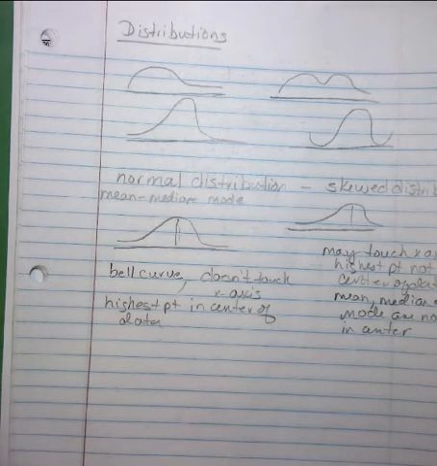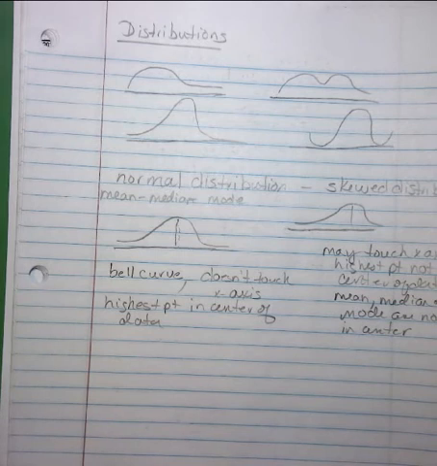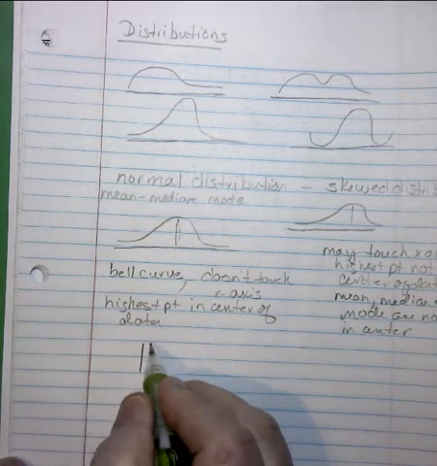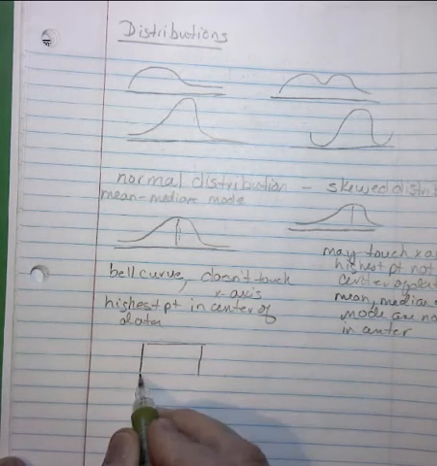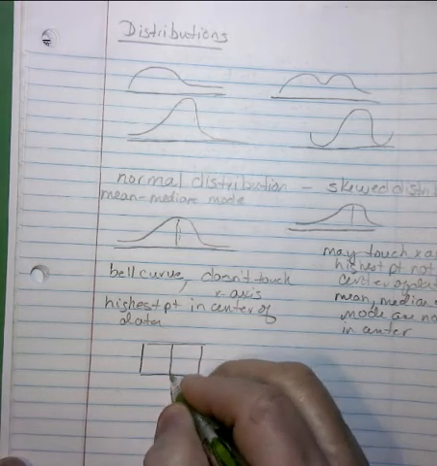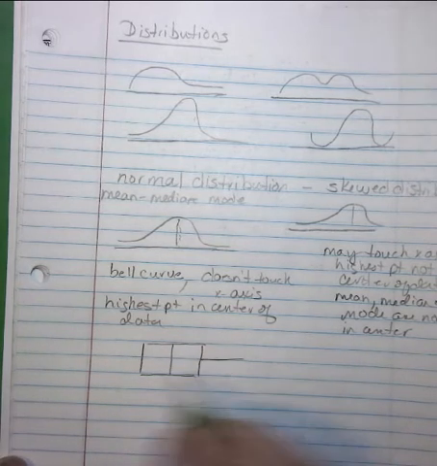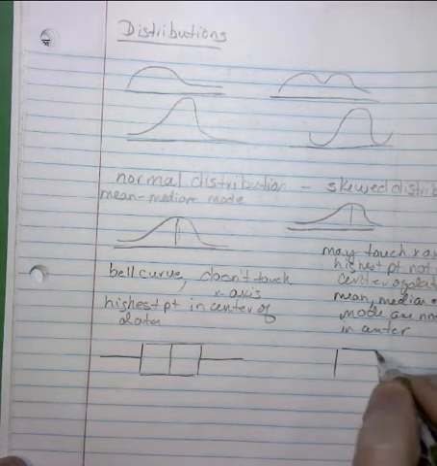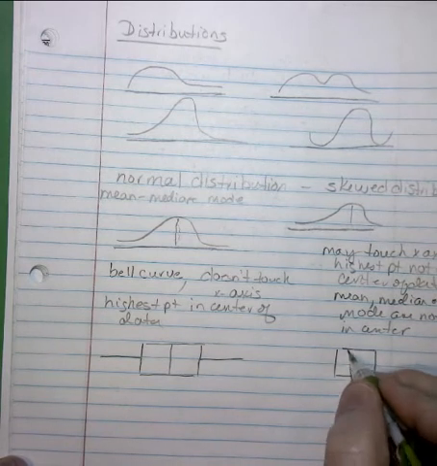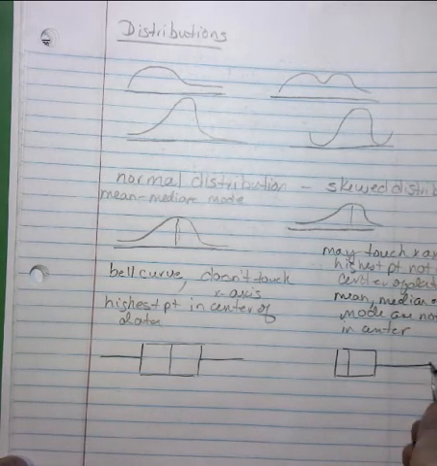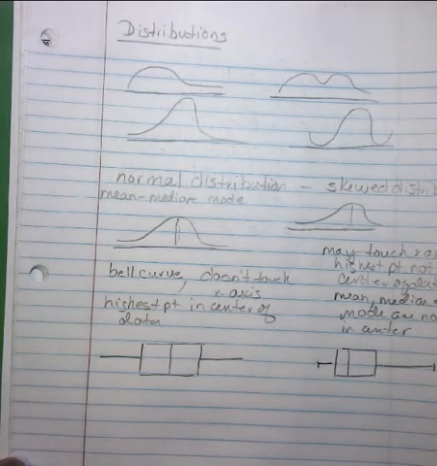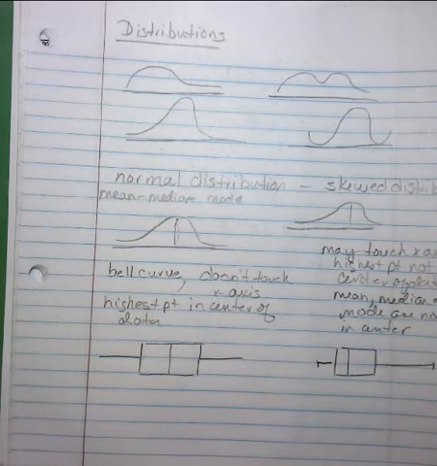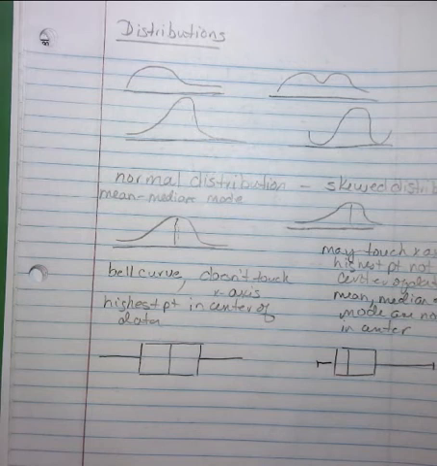Even with a box and whisker plot, sometimes you can see that the data is skewed. So in a normal box and whisker plot, your median is drawn right in the middle. The whiskers are the same length on each end, whereas in a skewed data set, the median is off to one side, and the whiskers are not the same length. So even with box and whisker plots, you can see a skewed data set.